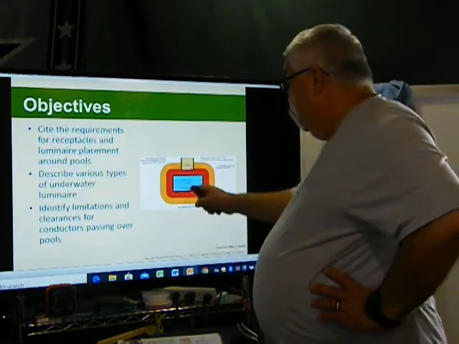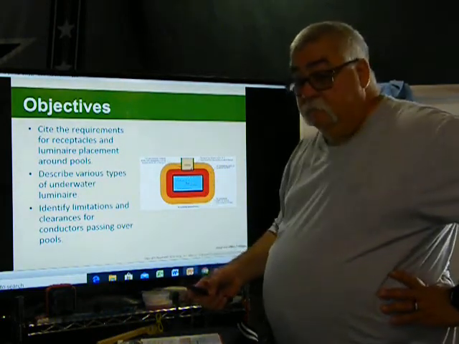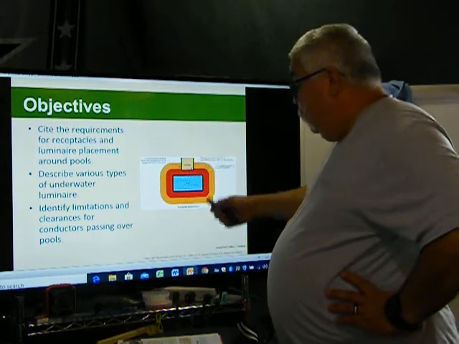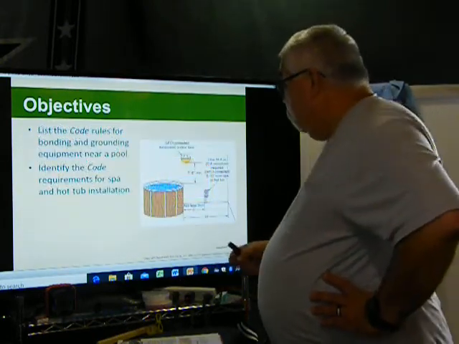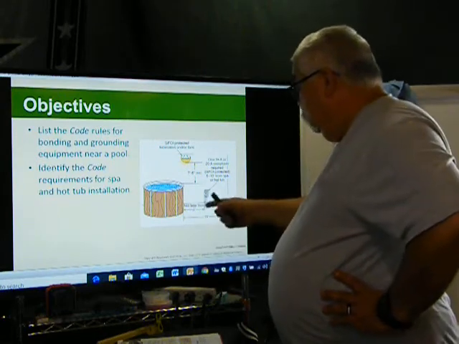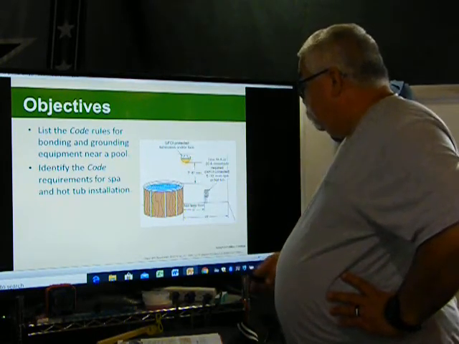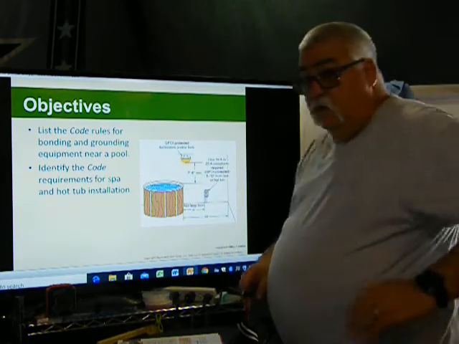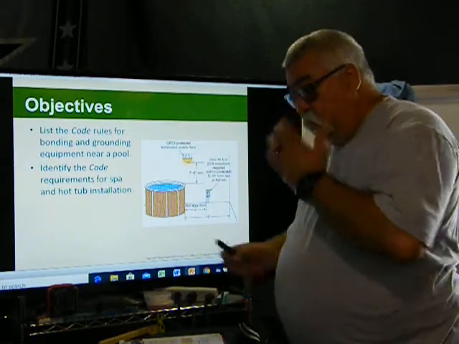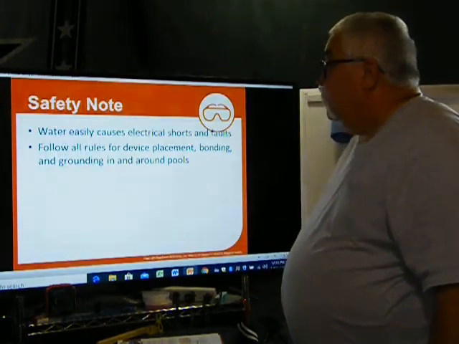So again, here's our swimming pool and our boundaries that we got to stay out of. What can we have within certain boundaries? Same thing with grounding and bonding. So where's everything at where we're going to bond these in? GFIs, height clearances, indoors, outdoors. So they're different. So all that will be covered.